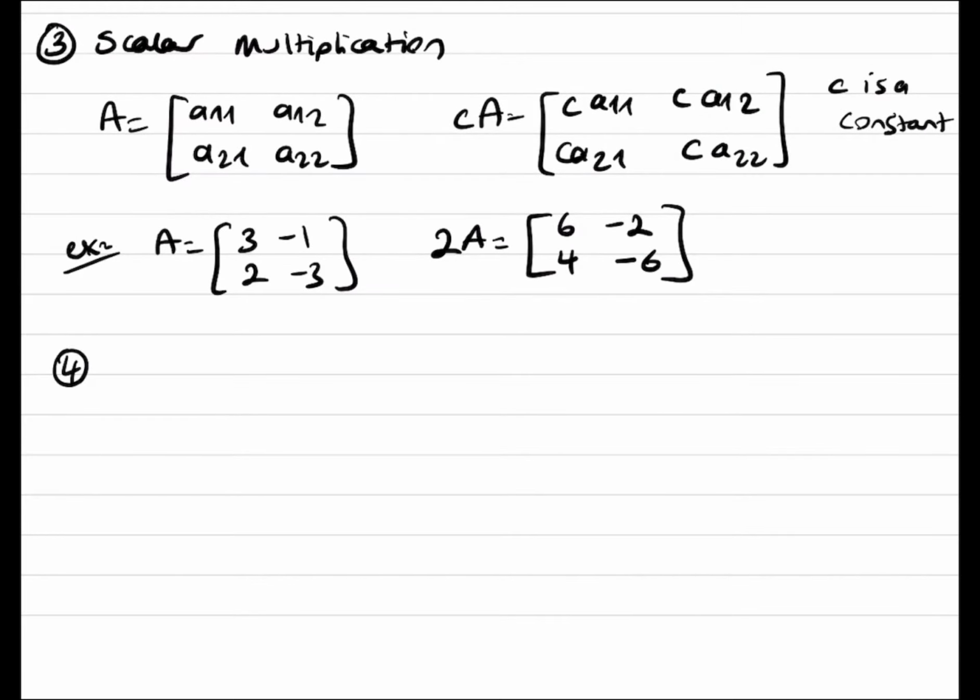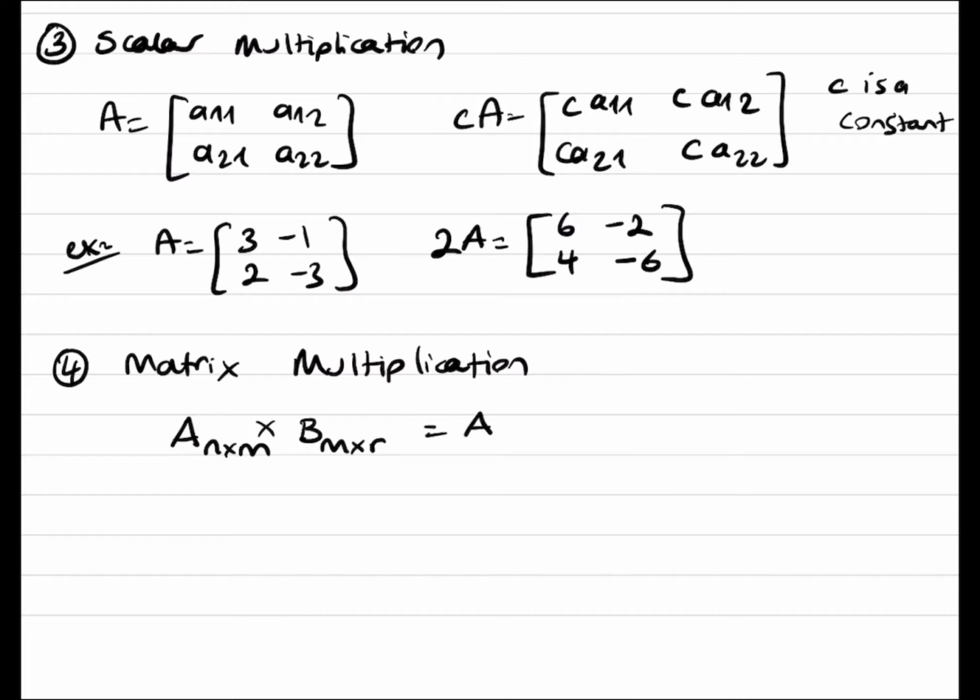Okay, the fourth one is matrix multiplication. First of all, we can multiply only this kind of matrices. If you have an n times m matrix A and B is an m times r matrix, then we can multiply AB and we will get an n times r matrix. So the number of columns of A must be equal to the number of rows of B to multiply.